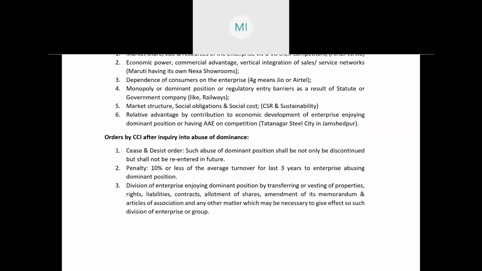There is very slight difference only. In cease and desist, here they say the abuse of dominant position shall be discontinued and shall not be entered into in future. That is, stop and don't do it in future. Like penalty is almost the same for the enterprise abusing the dominant position. Or if the enterprise is so big, they can ask to divide the enterprise also, and they can transfer all the assets into multiple enterprises. Clear?